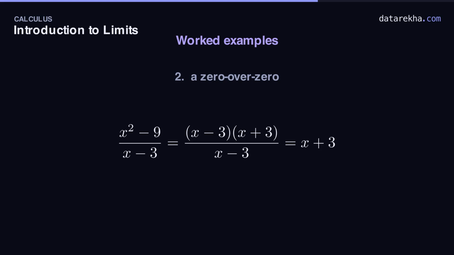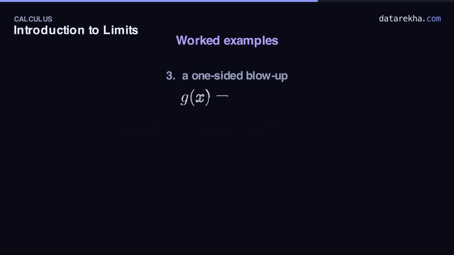Factor the top. x squared minus 9 is (x minus 3) times (x plus 3). The x minus 3 cancels, leaving x plus 3. Now substitute safely. 3 plus 3 is 6. The limit is 6.